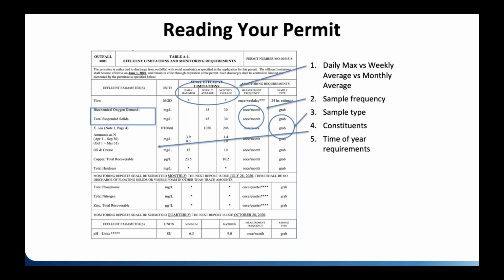The constituents are obviously really important. Do you have BOD? Do you have TSS? What are your limits for that? In this case, 30-30 is pretty typical here. You can see on the monthly average right in here. But they also have an ammonia limit on this permit, which is super important. Oil and grease, everything.